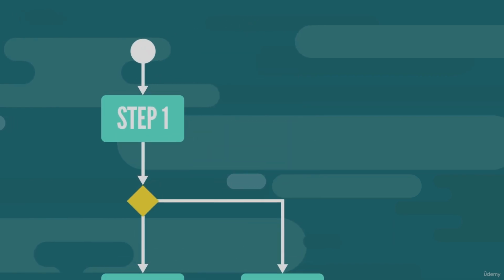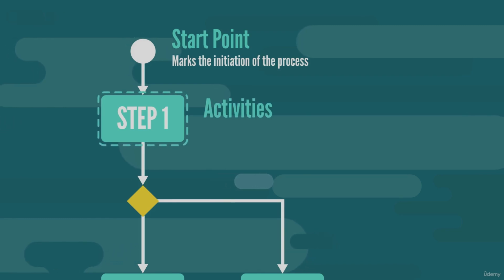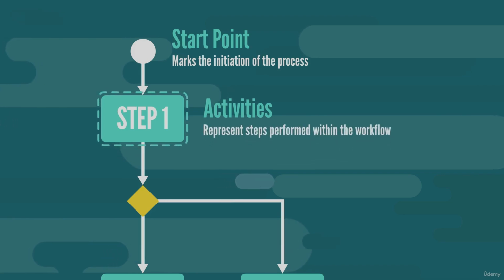Let's first introduce the start point, which represents the initiation of the process where the user begins interacting with the system. In our application context, this is when the interview process is triggered and the system starts engaging with the user. Once the process is initiated, we move on to the activities, represented as rounded rectangles. These are the steps performed within the workflow, like answering questions in an interview.